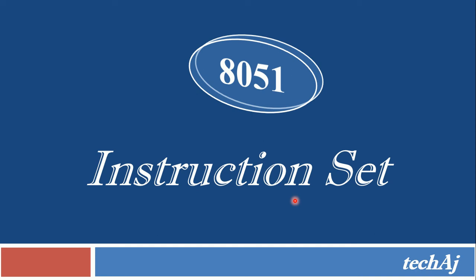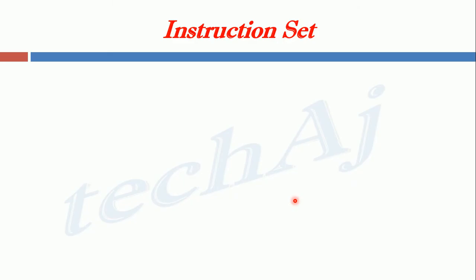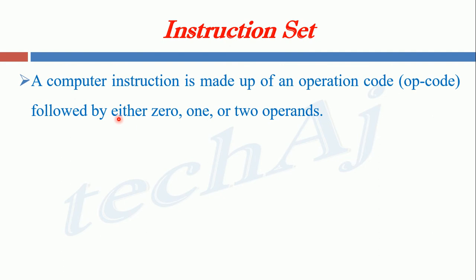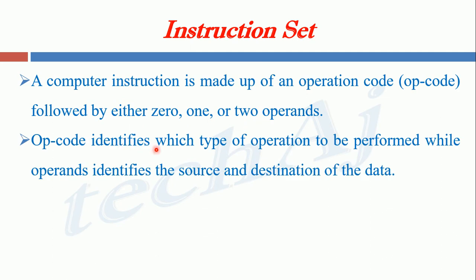Welcome all. In today's video, we are going to discuss the instruction set of 8051. Whenever we say computer instruction, it consists of an operation code, also called an opcode, which is followed by either 0, 1 or 2 operands. Opcode identifies which type of operation is to be performed, while operands identify the source and destination of the data.